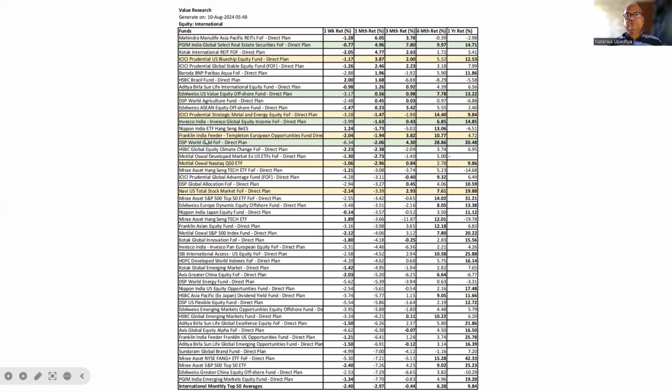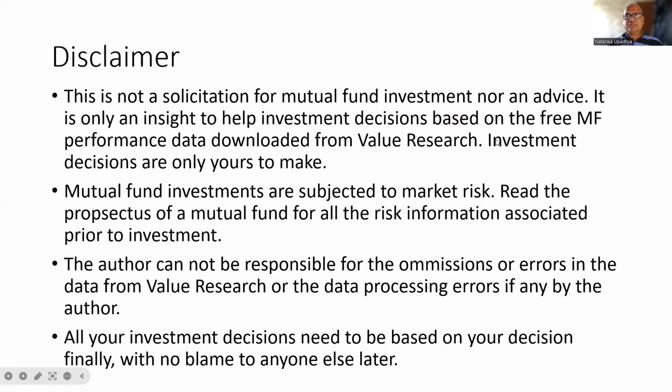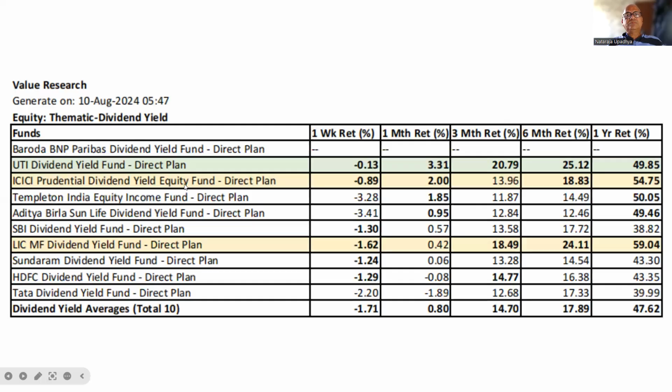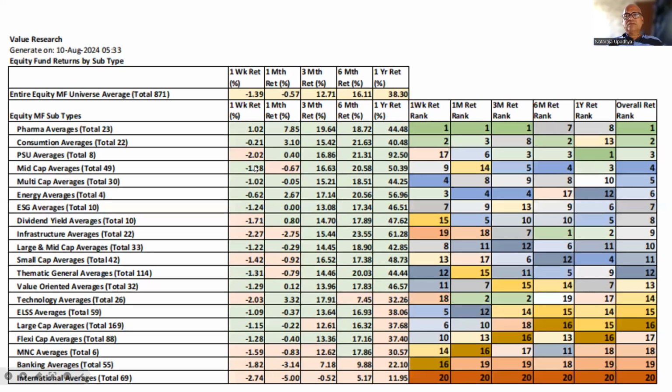So international funds have done extremely bad. So they're in the bottom of the 20 list is the story here. So this gives you an idea how the market is favoring various equity fund subtypes. So I would like to again go back to the top of the table.